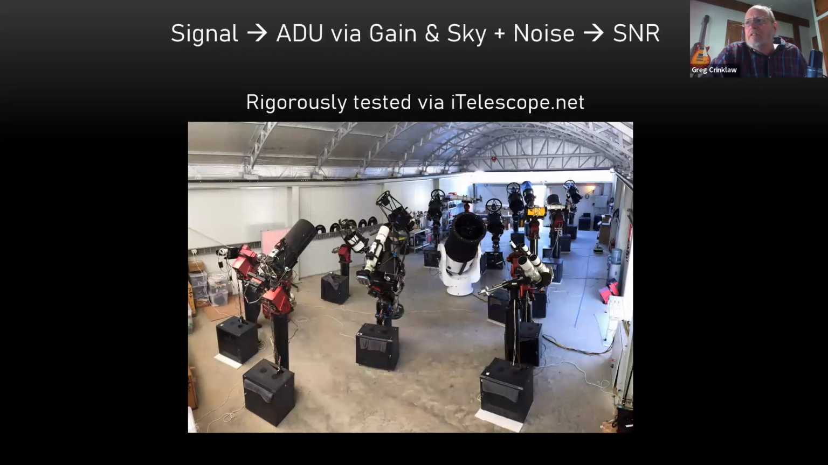So without iTelescope, I could not have done this, because there are so many different kinds of telescopes that iTelescope allowed me to test across a variety of different systems to make sure that the model was working properly.